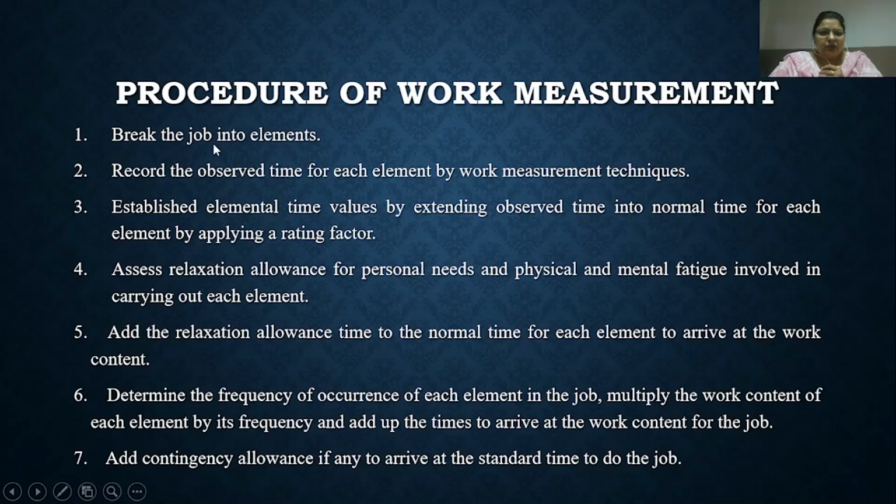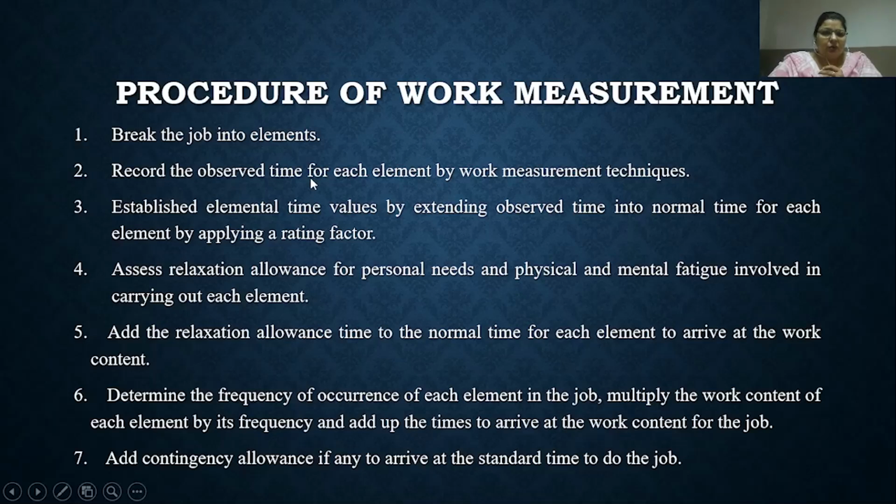Number one is to break the job into elements. Here we break the particular production process into parts to check per element. Each element has some parts, or we can say personnel involved in the job.